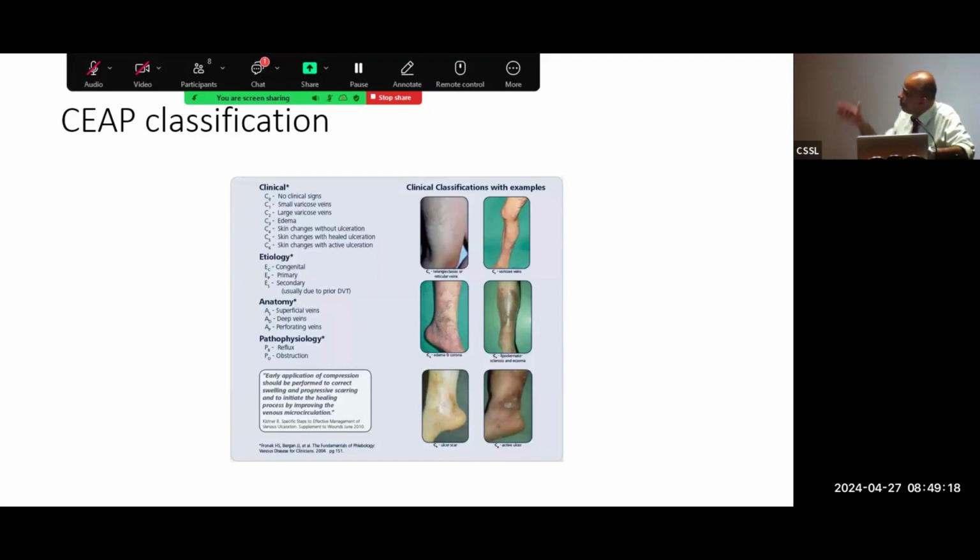And depending on the etiology, anatomy, and pathology, you can all read this. But generally, we just talk of the C when you decide to treat. So C4 and above, you have to treat. If not, it's going to get worse. That's the take-home message.